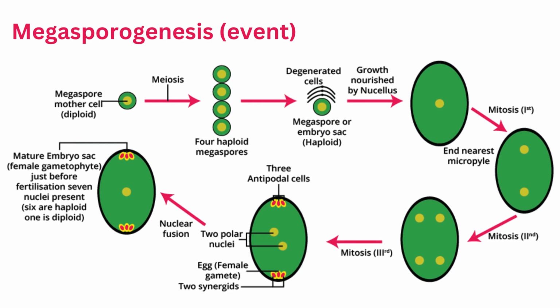Now coming to the event, megasporogenesis. This process starts from the megaspore mother cell, which is a diploid structure. Inside it, a meiosis division, a reductional division, happens, and 4 haploid megaspores are formed. Of these 4 cells, 3 degenerate, and one functional megaspore remains, which is haploid and gives rise to the embryo sac. Its growth is nourished by the nucellus. The growth of the megaspore happens from the food material present in the nucellus.